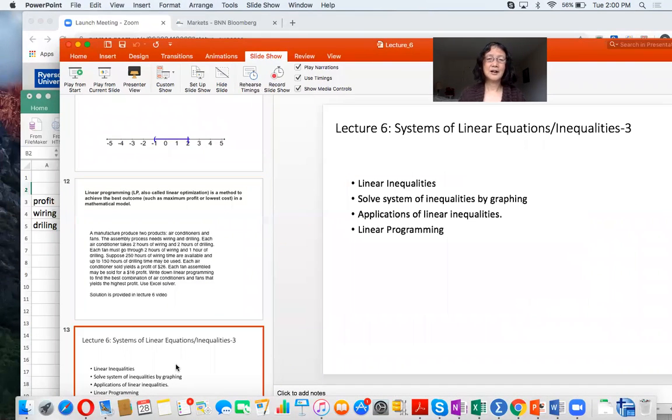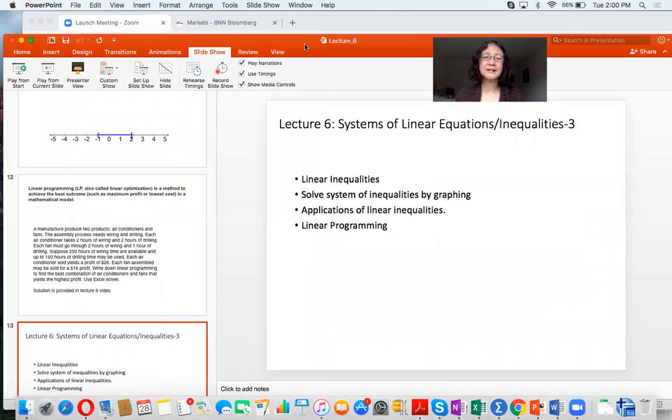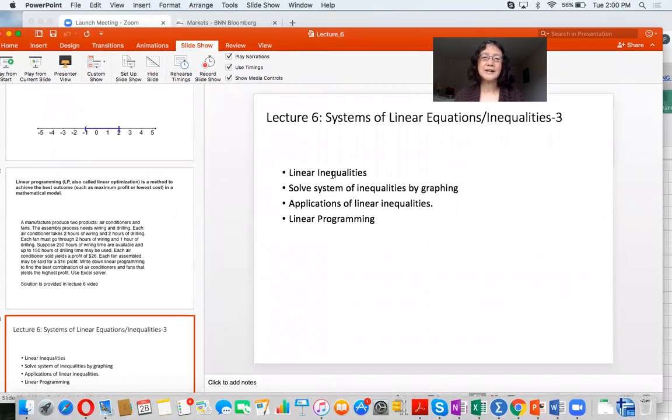Okay. In summary, what we did in this lecture, we did linear inequalities with one variable. We also did linear inequalities with two variables. We just did that application problem, okay? And how to solve system of inequality by graphing. Applications of linear inequalities. We just did that air conditioner and fans, okay, with this linear programming concept. That's all for today.